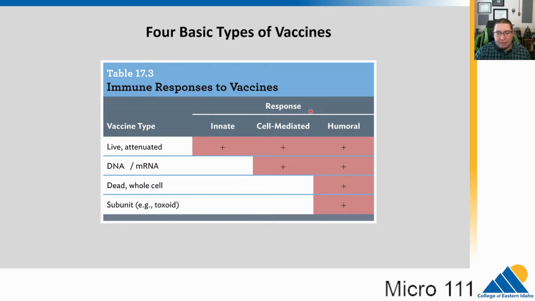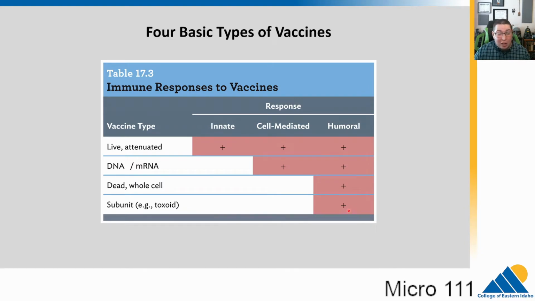DNA and mRNA vaccines don't stimulate the innate system because there's no replicating organism in there, but they will stimulate the cell-mediated system and the humoral system, so they are very good. The dead whole cell tend to only stimulate the humoral system, so they are not quite as strong there. This is one of the problems with them, is they just don't work quite as well. By design, the toxin ones, the antitoxin ones, they're only going to work on the humoral system because antibodies are what deal with those toxins.